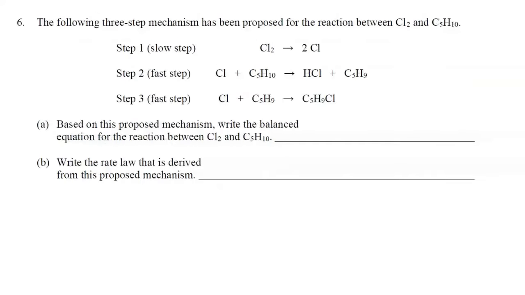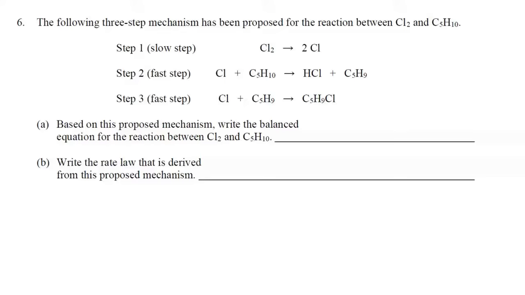This is question 6. It says the following three-step mechanism has been proposed for the reaction between Cl2 and C5H10. Part A. Based on this proposed mechanism, write the balanced equation for the reaction between Cl2 and C5H10. So I'm going to add step 1 and step 2 and step 3 together and cross off any substances that appear on both sides of the equation.